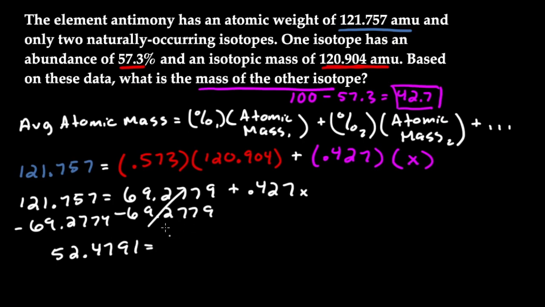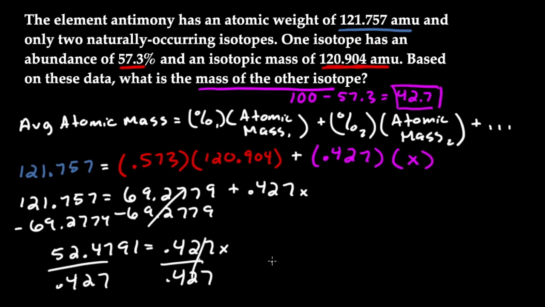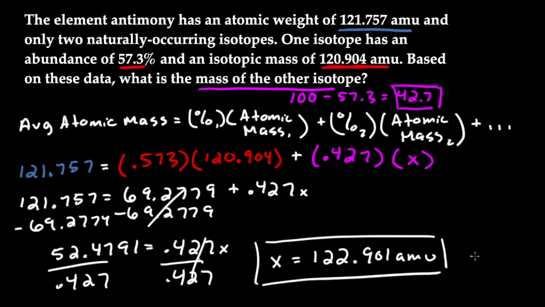52.4791, and that's going to be equal to this 0.427x, and then we just divide both sides by this 0.427 right here, and that goes away. So we're going to get x is going to be equal to 122.901, and this is going to be atomic mass units. So let me put that unit in there, and then this right here is going to be the answer.